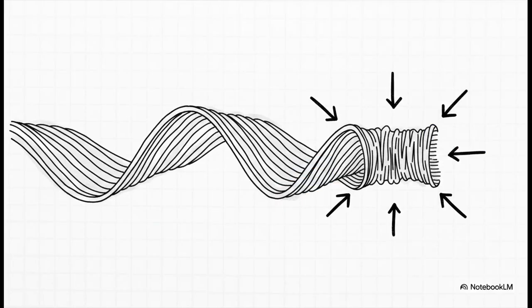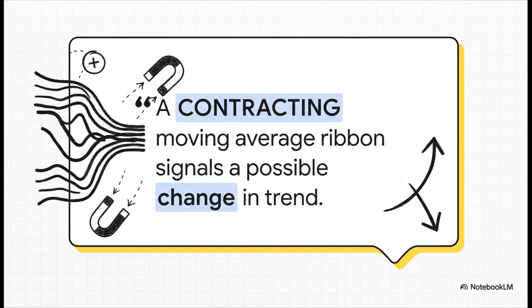Okay, signal number 2 is the total opposite. It's contraction. And you guessed it, this is when the ribbon gets really tight and narrow. So when all those lines start to pull back together, almost pinching into a single point, that's a huge signal that a new trend could be about to kick off.